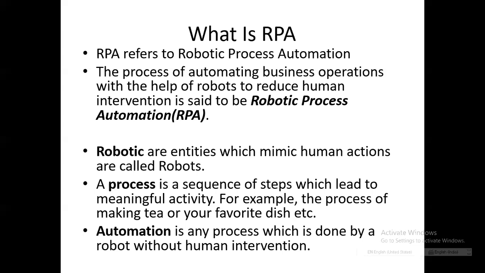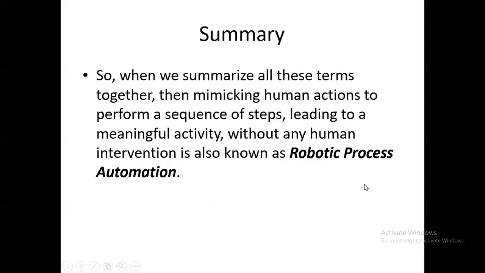If you want to click, it will click on behalf of you. If you want to read, it will read on behalf of you. If you want to write, it will write on behalf of you. So it will do work on behalf of you, the humans, and those are called robots. Okay, if you summarize this, we can say mimicking human actions to perform a sequence of steps, leading to a meaningful activity without any human intervention, is known as robotic process automation.